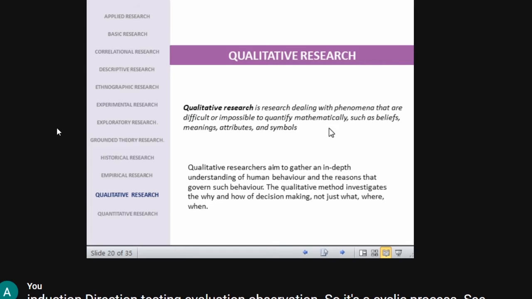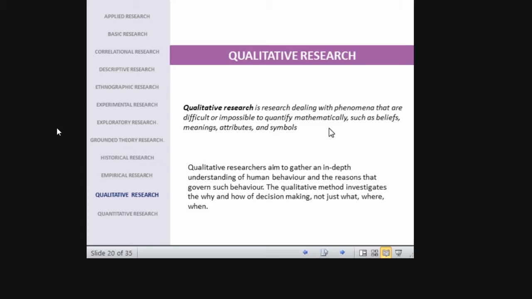Qualitative research deals with phenomena that are difficult to quantify. Quantify means you cannot express those phenomena in terms of a number or a digit. Such as beliefs, meanings, attributes, symbols. If I ask you how happy you are, can you tell this in a number, on a scale of 1 to 10?